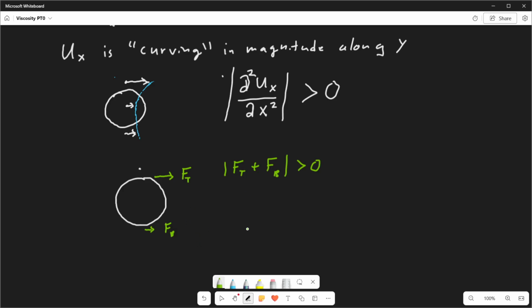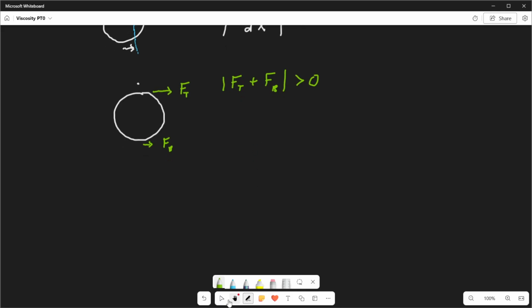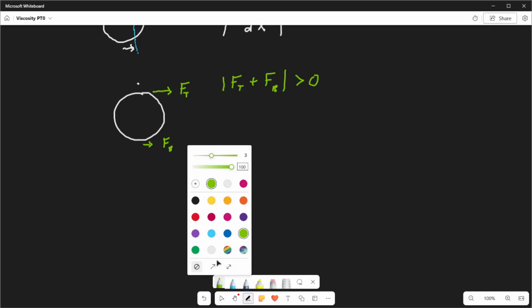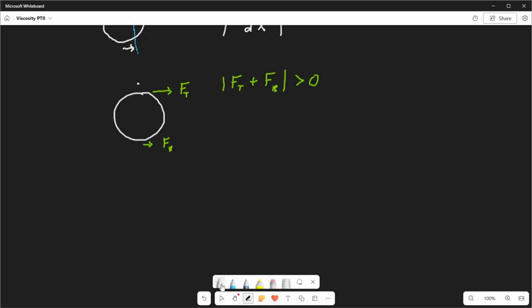And this can be shown similarly for the components that are the stretch components. So for the, okay, similar.